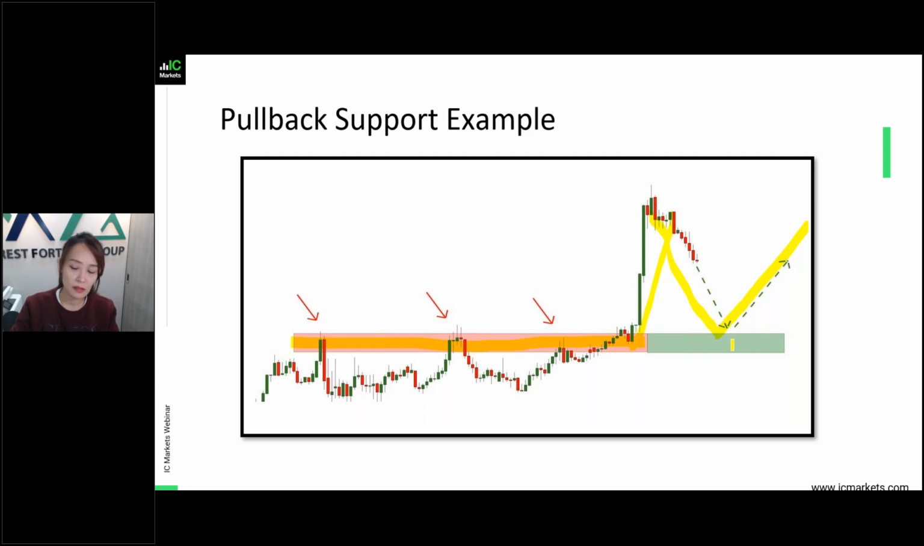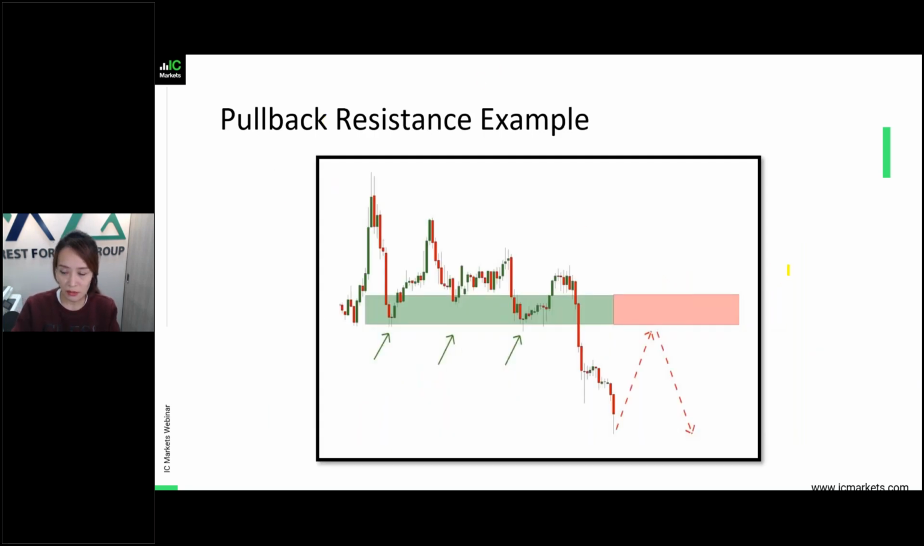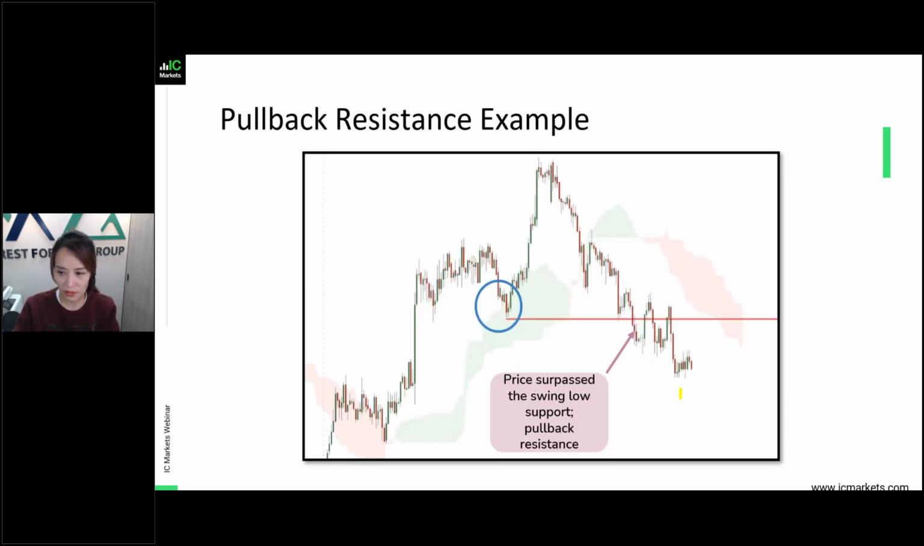It differs because some people will just call it support becoming resistance, or resistance becoming support, or SNR. Resistance becoming support, it is up to you. But over here, we call it pullback support, pullback resistance, overlap resistance, or overlap support. So this is a pullback resistance. For example, it used to be a support level, price breaks below, you wait for price to pull back, and then you sell at this level.